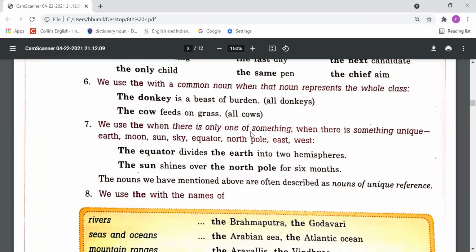The nouns we have mentioned above are often described as nouns of unique reference. So those things represent unique things, that's why we have used the article.